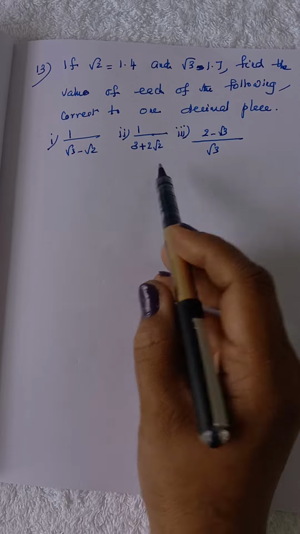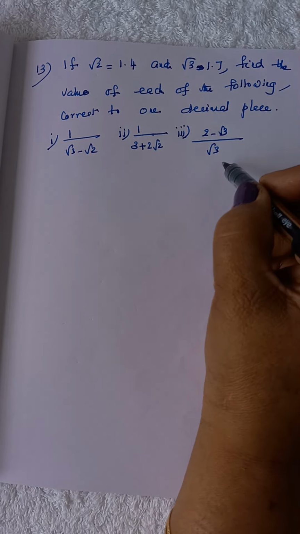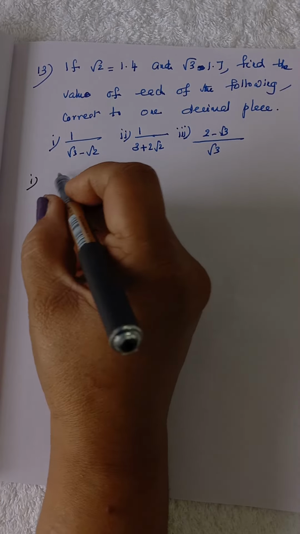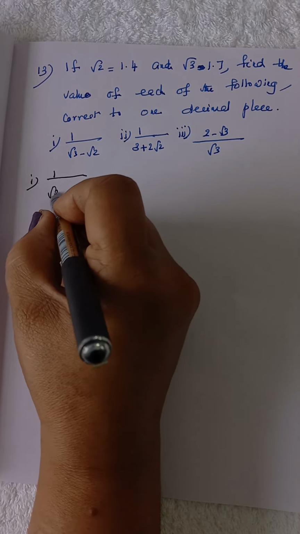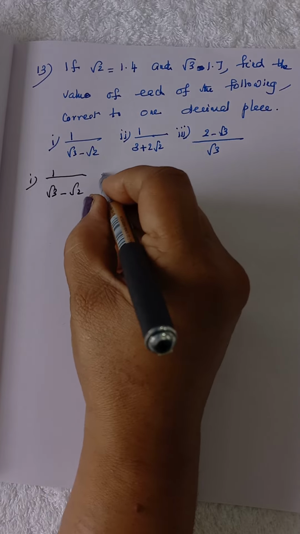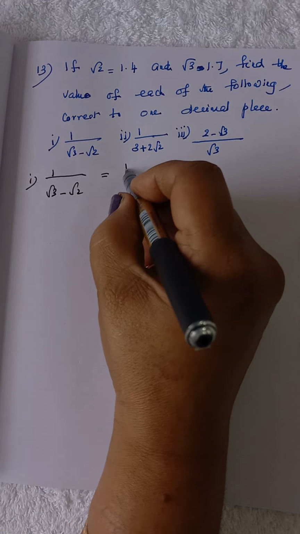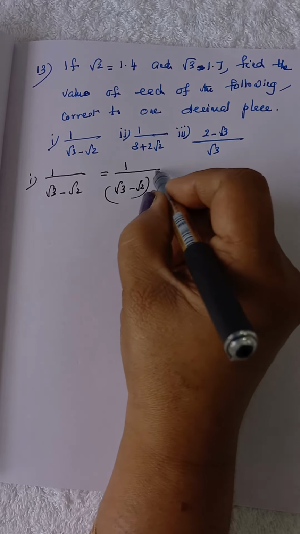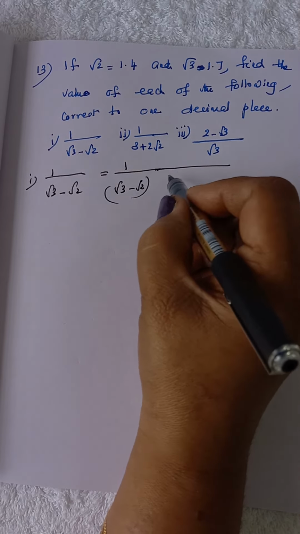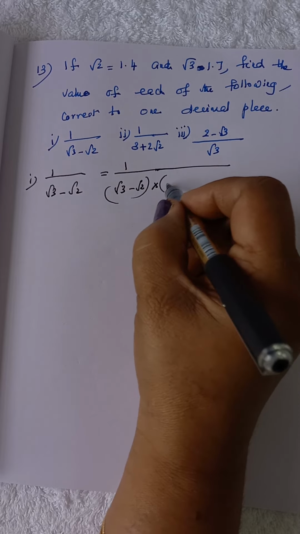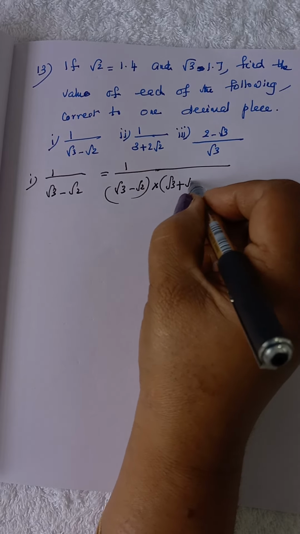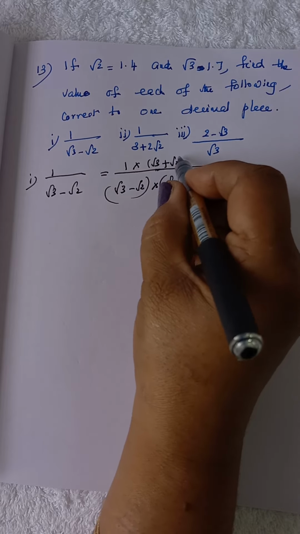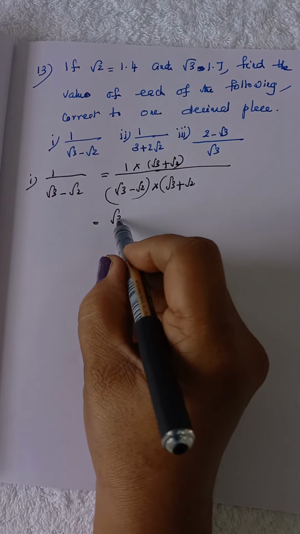Third, (2 minus root 3) by root 3. So let us take the first question, that is 1 by (root 3 minus root 2). We can rationalize the denominator. The conjugate of root 3 minus root 2 is root 3 plus root 2. So we multiply numerator and denominator by root 3 plus root 2, which gives root 3 plus root 2 in the numerator.